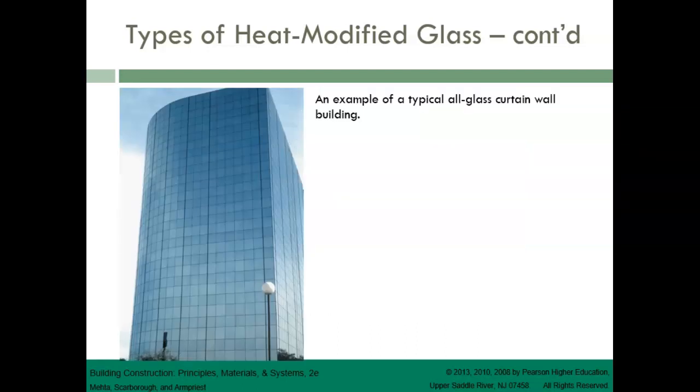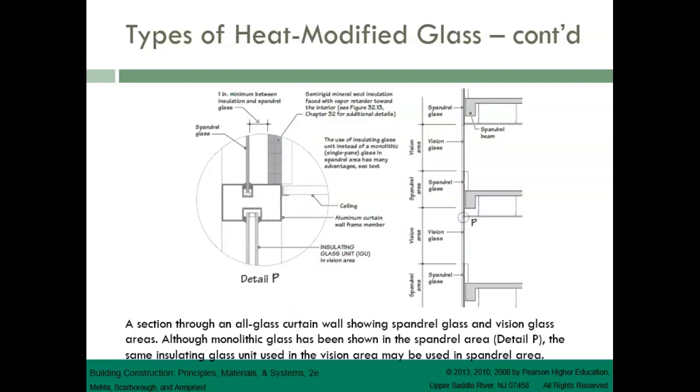The primary use of heat-strengthened glass is in situations where the glass is subjected to large thermal stresses. One such situation is the spandrel area of an all-glass curtain wall. This is a section through an all-glass curtain wall showing spandrel glass and vision glass areas. Although monolithic glass has been shown in the spandrel area, the same insulating glass unit used in the vision area may be used in the spandrel area.